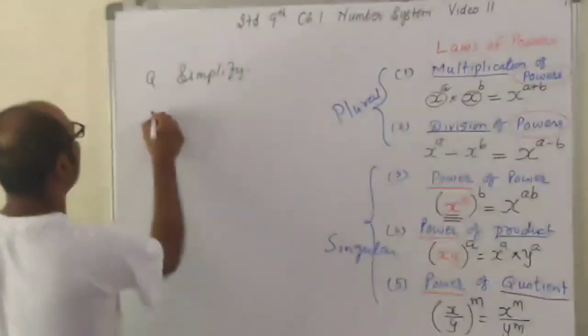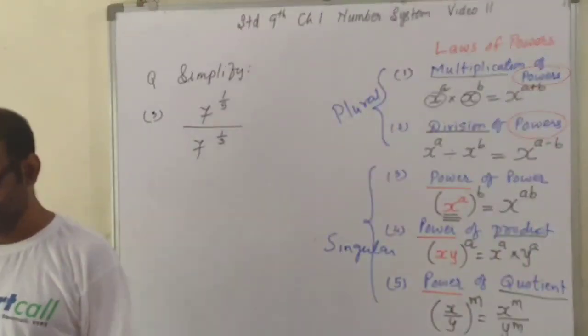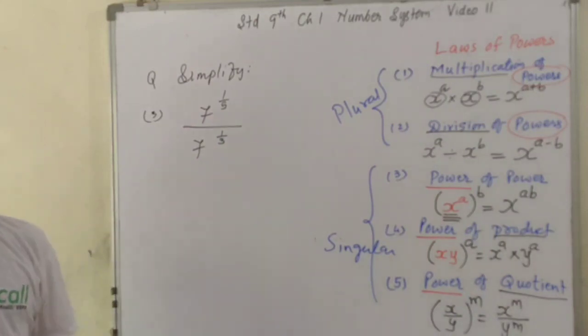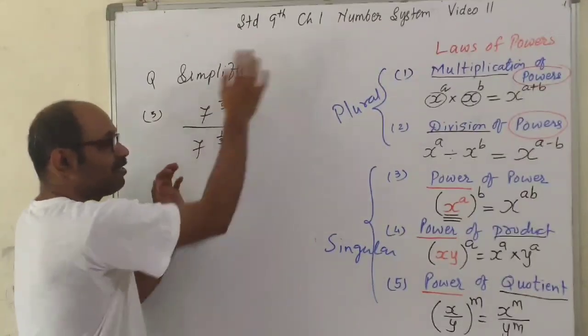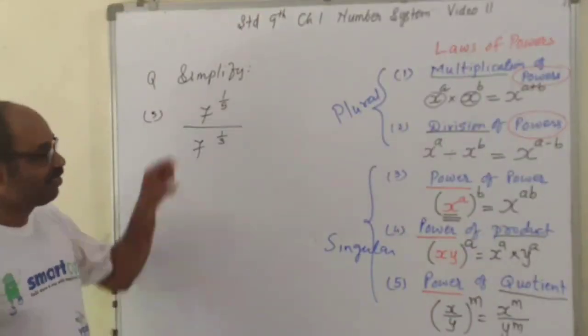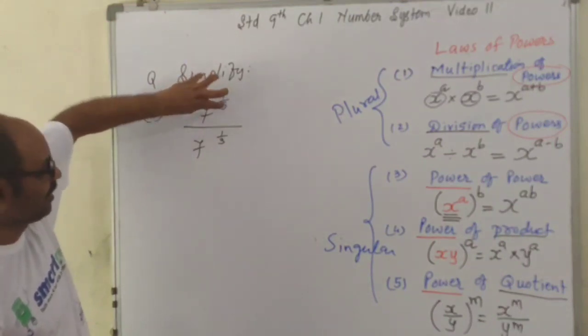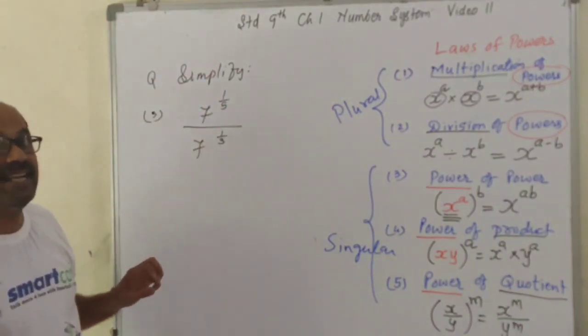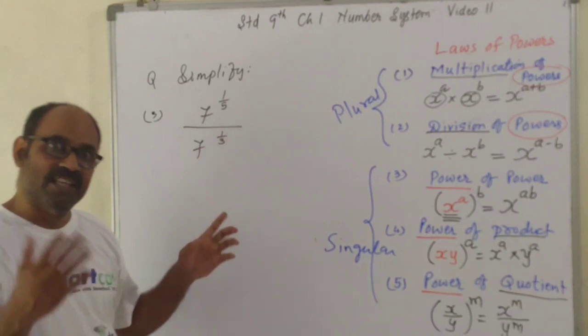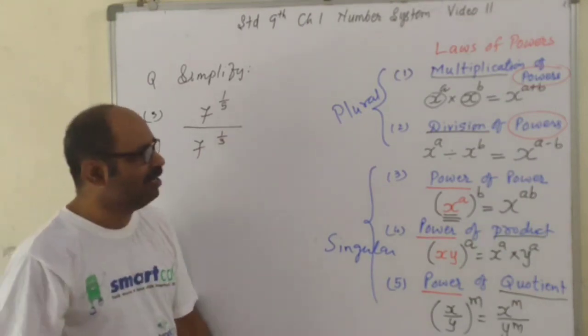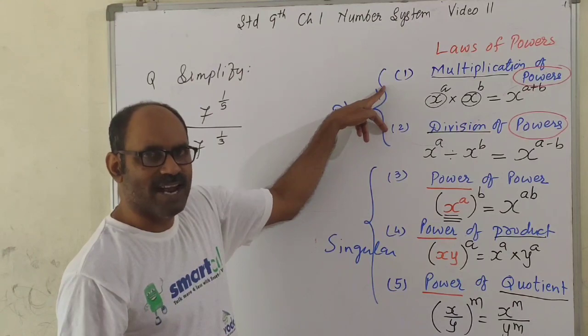next one, number 3. 7 raised to 1/5 upon 7 raised to 1/3. What do you say? 1 power or more than 1 power? No, you cannot say this is more than 1 power. There is no whole raised to something, no bracket. So you can say 1 power exists as numerator and 1 power exists as denominator. 7 raised to 1/5 upon 7 raised to 1/3. Upon means division. So you have 2 powers. Out of the laws, we will have to use one.